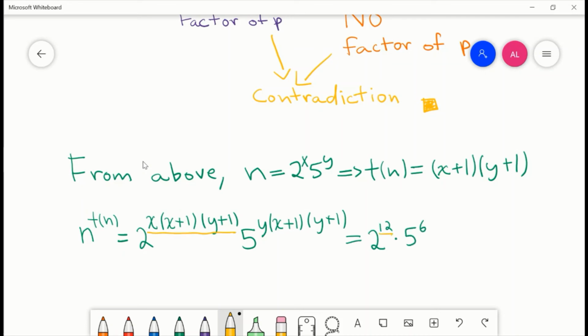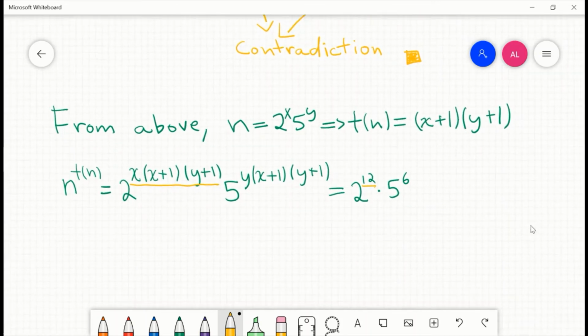Now notice, we can match exponents, because the only part that will contribute to this right here is this, and vice versa. So these two parts must be equal, because 2 is obviously not the same as 5, and there is no common factor of 2 and 5 other than 1. So we can make the claim that x times (x plus 1) times (y plus 1) is equal to 12.